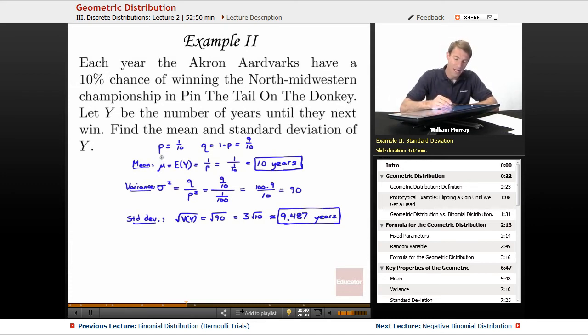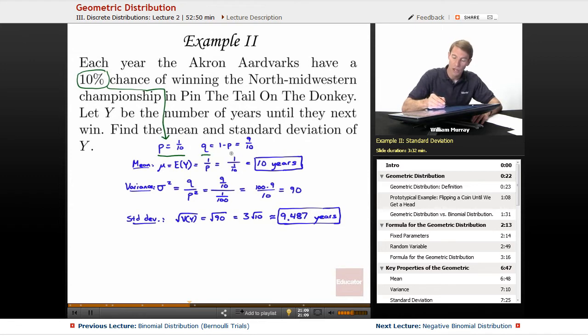First, I identified that this was a geometric distribution because we're waiting for them to bring home their first trophy. So we're waiting for the first success in a sequence of trials. Each year they go out, they play the championships. There's a 10% chance they win everything. So that 10% is actually the probability. That's where I got P equals 1/10. That came from the 10% there.